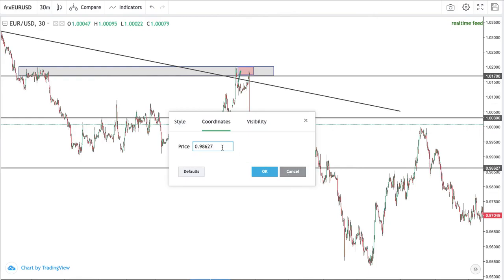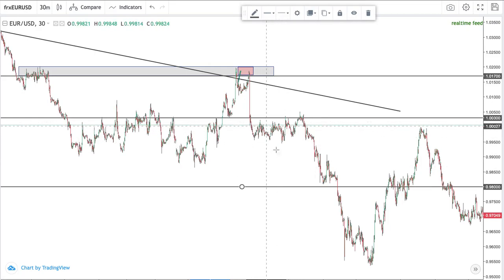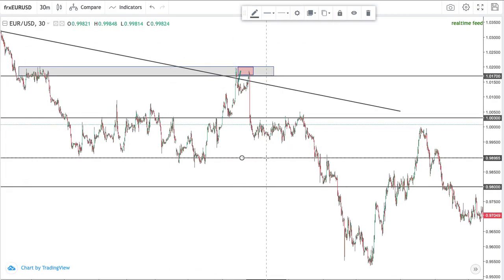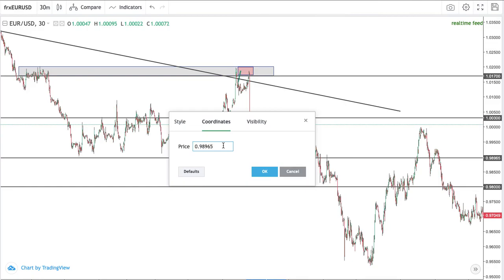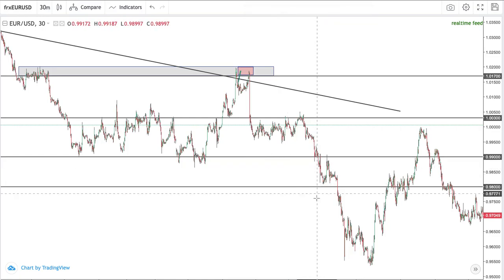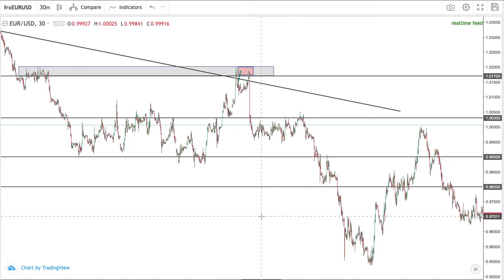Then this is 0.98100. Then here should be 99. I think I've inputted this before I deleted. Then this should be 9,000. Then coming down here, the next one should be 97,000. Then the in between is where we have our minor psychological numbers.